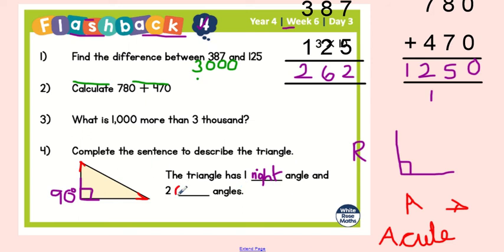So this triangle has two acute angles. I'm not sure I'm going to fit it in there. Let's see how I get on. Oh, just about. There we go.